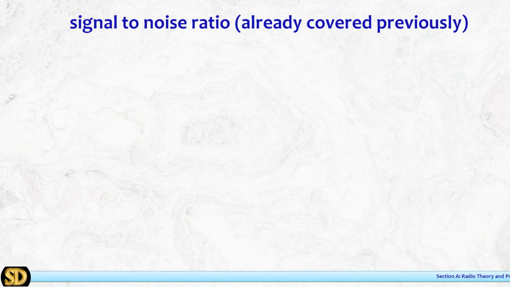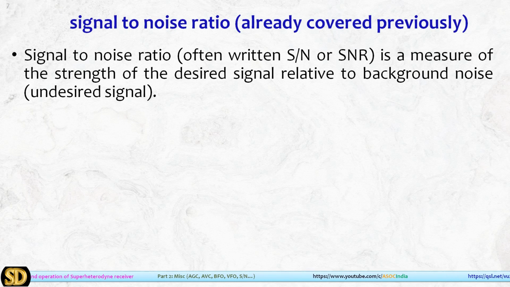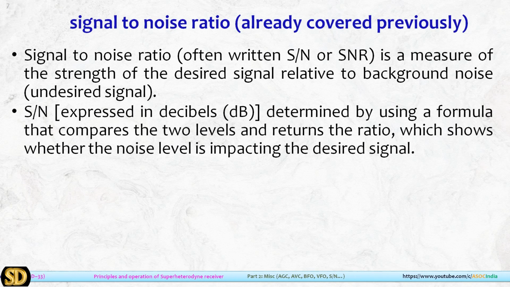Signal to noise ratio I have already covered in previous sessions. Just a recap, signal to noise ratio is also called S/N or SNR. This is a measure of the strength of the desired signal relative to background noise, or undesired or unwanted signal or channel. It is expressed in decibels, determined by using a formula that compares the two levels and returns a ratio, which shows whether the noise level is impacting the desired signal or not.